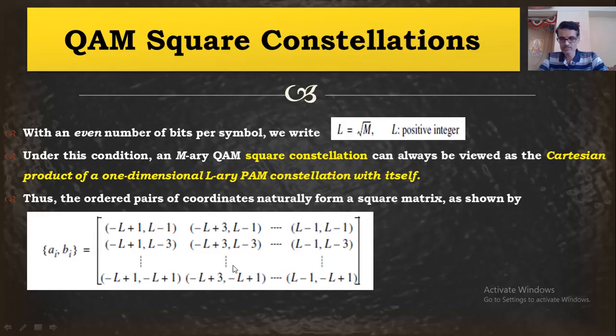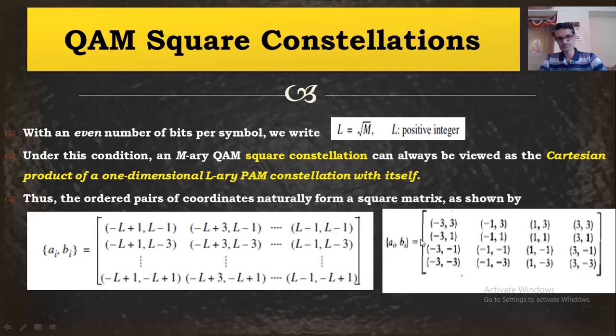If I explain like this, you may not understand, so I'll take an example. Say M is equal to 16. If M is equal to 16, that means there are 16 message points. What is the value of L? L equals 4. So if I substitute L equal to 4 here, minus 4 plus 1 is minus 3. Again, L equal to 4, so 4 minus 1 is 3. So the first message point will have an amplitude level equal to minus 3 and 3.